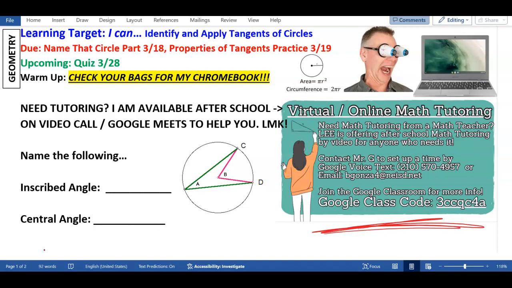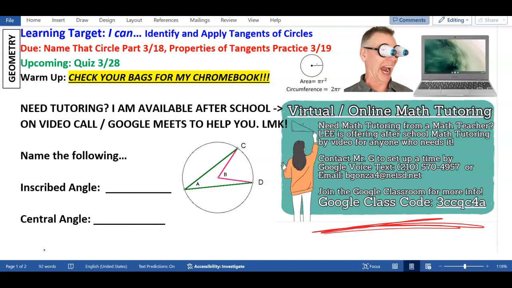So let's do this warm up. Looking at this picture here, we need to name an inscribed angle. Now, is the inscribed angle in the center or on the edge? What do you think? Is the inscribed angle the one in the middle or the one on the edge? Okay. On the edge, yes.